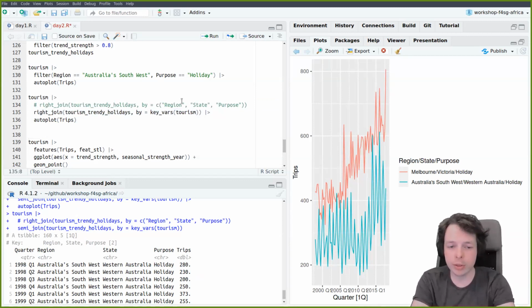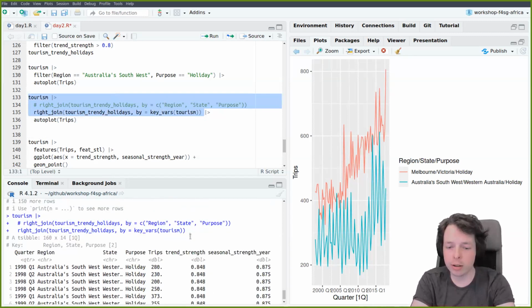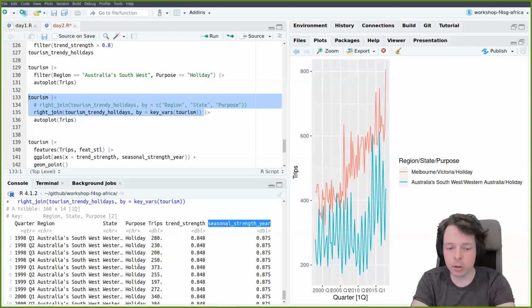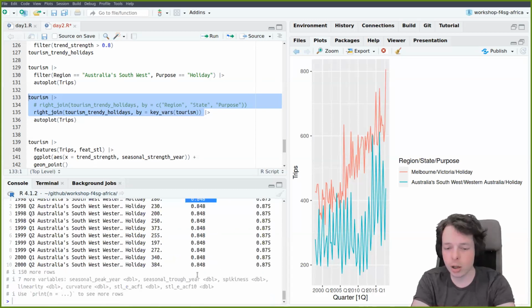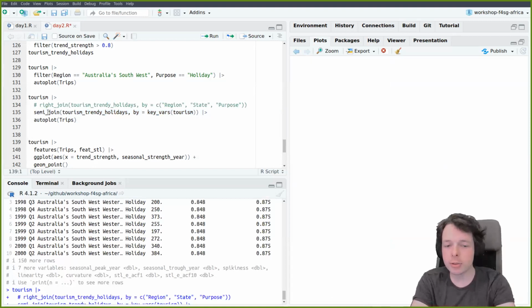Let's compare that with the right join. The right join will keep both sets of columns from the dataset, which might be useful. But because we've got the time dimension here, we've got a lot of duplicate information. The seasonal strength and the trend strength are showing up many times where we don't need that. So I usually prefer to use a semi-join.